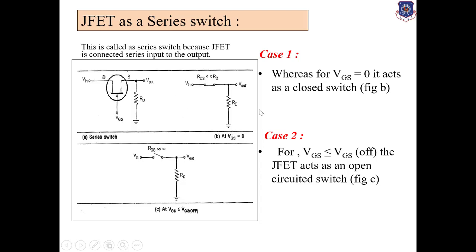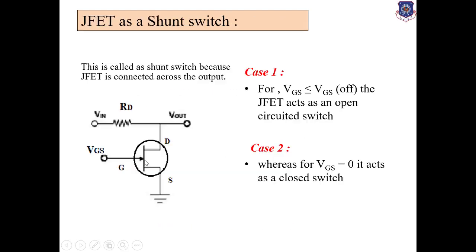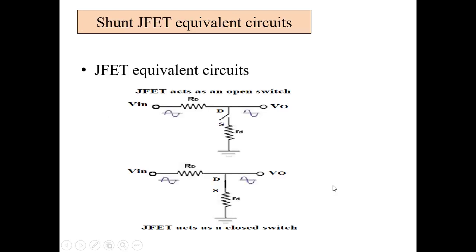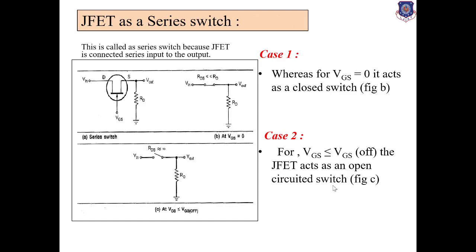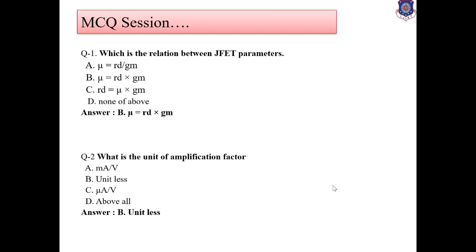So this is the explanation of the shunt switch and series switch. The cases are similar. When VGS is less than or equal to VGS off, it will act as an open switch, whether the JFET is connected in shunt or in series. And if VGS equals 0, it always acts like a closed switch. Okay, fine. So next, we can understand the JFET as a shunt switch and series switch, right?